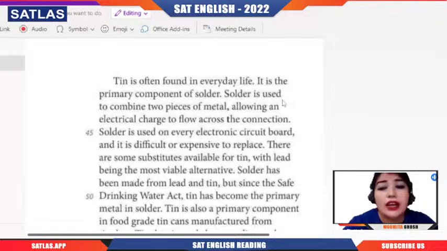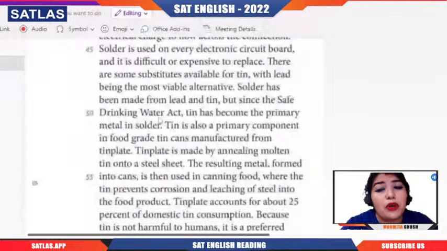There are some viable alternatives. Solder has been made from lead and tin, the primary metals in solder. Tin is also a primary component in food grade tin cans, manufactured from tin plate.